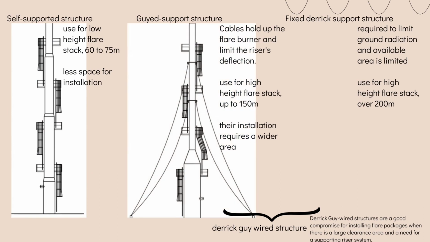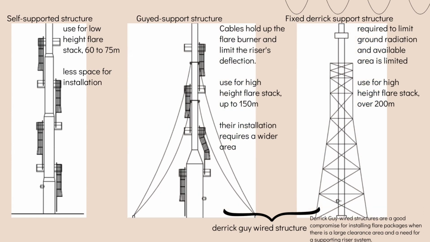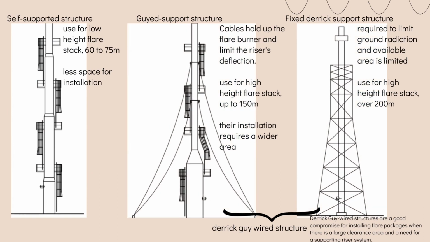For elevated flare, which is the most common flare in the industry, there are three types of structure. Self-support structure, which is used for low height stacks between 60 to 75 meters, and it needs less space for installation.